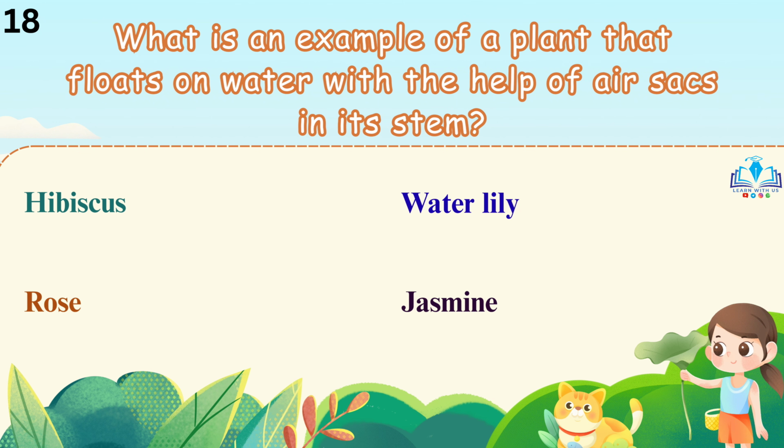Question 18. What is an example of a plant that floats on water with the help of air sacs in its stem? A. Hibiscus. B. Water lily. C. Rose. D. Jasmine. Answer B. Water lily.